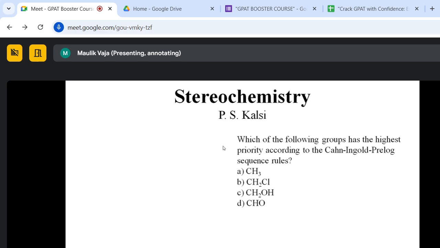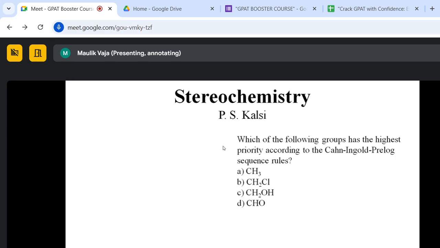Another one. Which of the following groups has the highest priority according to Cahn-Ingold-Prelog sequence rules? Do you know about the CIP system, Cahn-Ingold-Prelog sequence rule? Option C, no. Option D, correct. So the answer is option D.